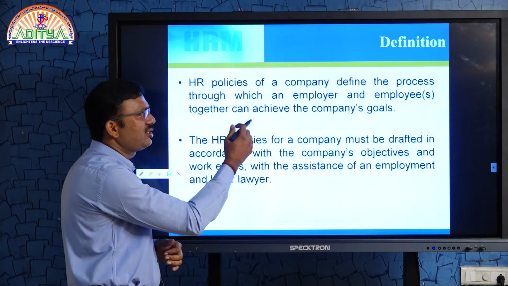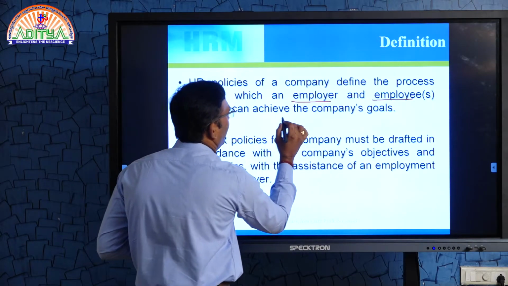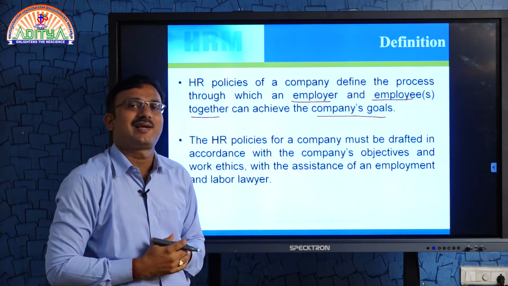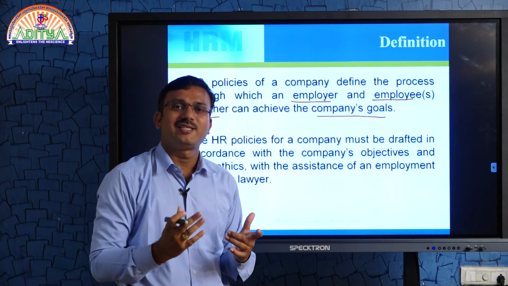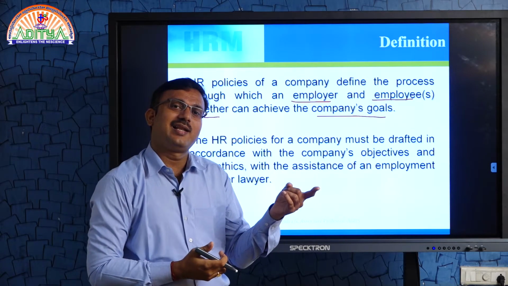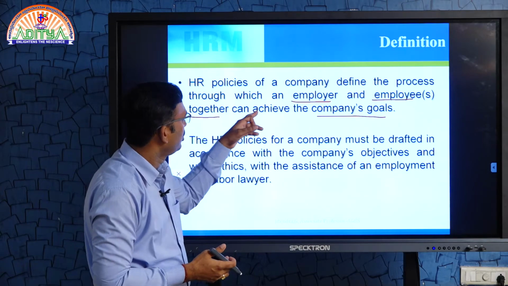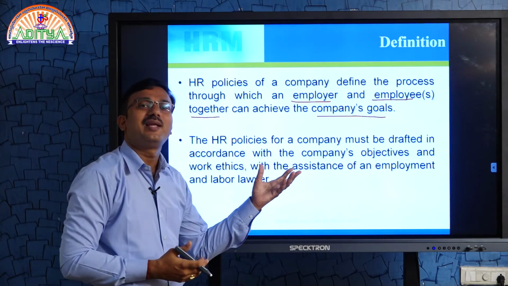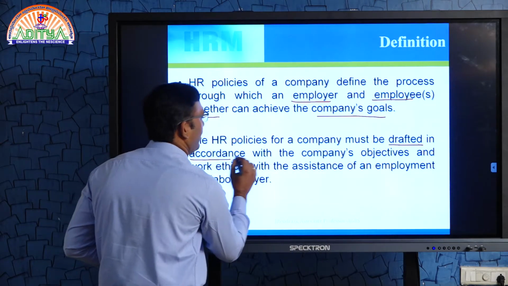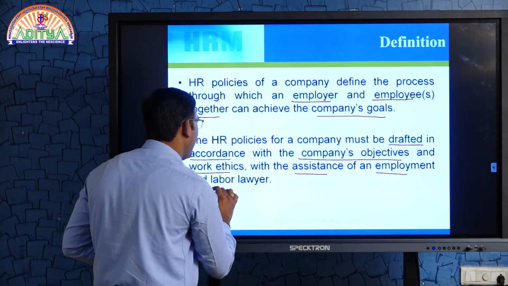And again the definition: HR policies of a company define the process through which an employer and employee together can achieve the company's goals. In the fundamentals of HRM we discussed why employees are joining a company. Employees join a company to satisfy their needs and wants. In turn, when the company satisfies the needs and wants of the employee, the employees automatically render their services to achieve the organizational goals. That is what HR policies define: the process through which employer and employee together can achieve company goals. And the HR policies of a company must be drafted in accordance with the company's objectives, along with work ethics, with the assistance of employment as well as some outside labor lawyer.